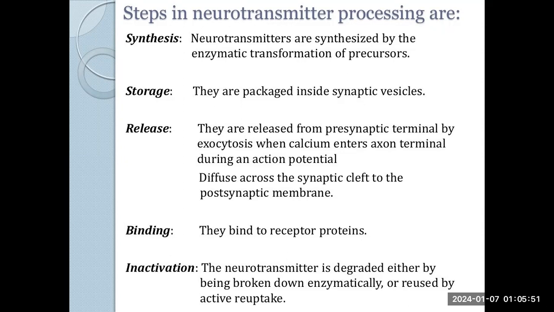Then it diffuses across the synaptic cleft to the postsynaptic membrane, where they bind to the receptor proteins which are present at the surface of the postsynaptic membrane, and the neurotransmitter is then degraded either by being broken down enzymatically or reused by active reuptake.